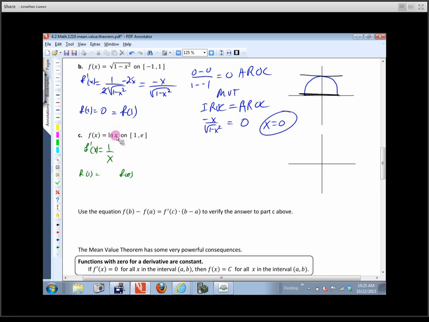If I plug a 1 in, I get 0. If I plug an e in, I get 1. So if I do f of b minus f of a over b minus a on this particular problem, I'm going to have 1 minus 0 over e minus 1. Is that right? This is a, this is b. So here's the average rate of change: 1 over e minus 1.